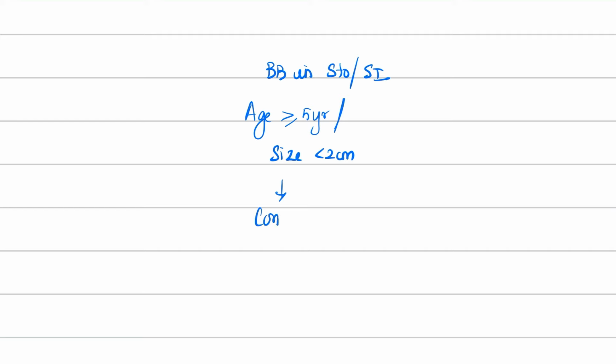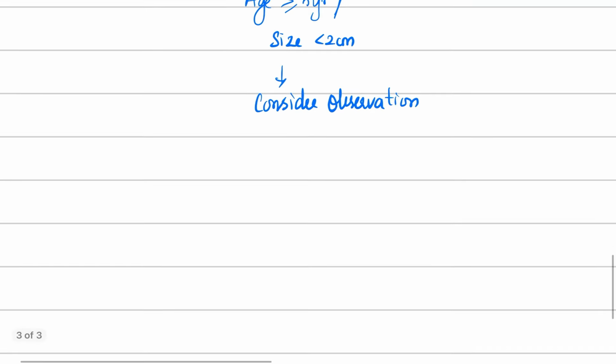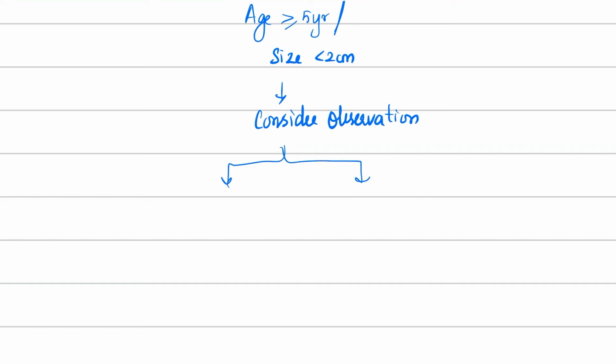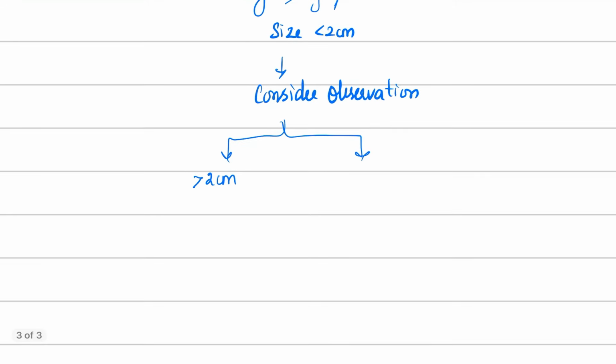What about a button battery in the stomach or small intestine? So it depends upon the age of the child and the size of the battery. If the age is more than or equal to 5 years, or note that this is or, not and, or the size of the button battery is less than 2 centimeter, then you can consider observation. Now you find out that the size is more than 2 centimeter and you are not very comfortable. You watch the child more closely compared to a smaller size button battery.